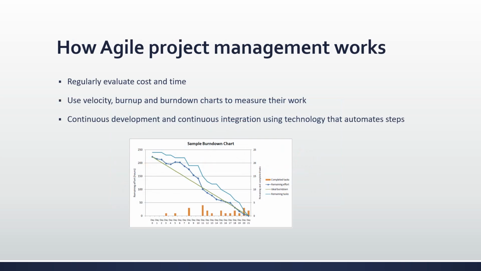So how does Agile project management work? Well, Agile project management calls for teams to regularly evaluate costs and time as they move through their work. They use velocity, burn up, and burn down charts to measure their work, rather than Gantt charts and project milestones to track progress. Agile teams practice continuous development and continuous integration, using technology that automates the steps to speed up the releases and use of the products.